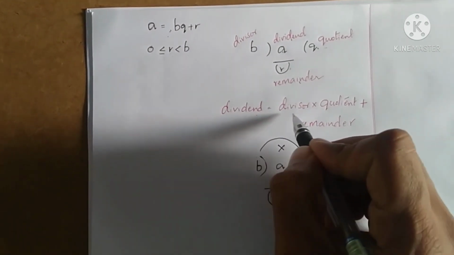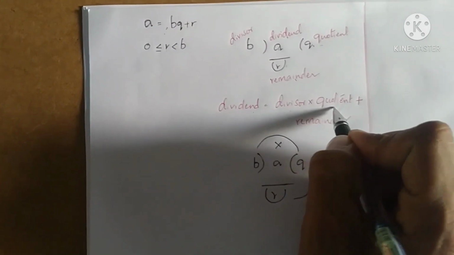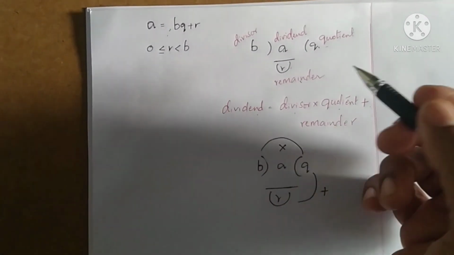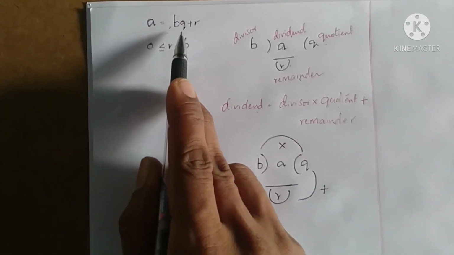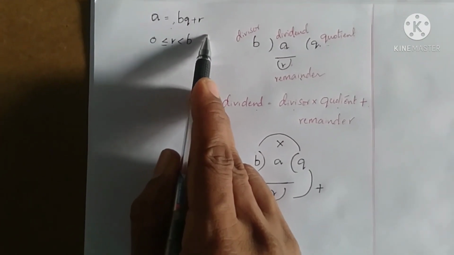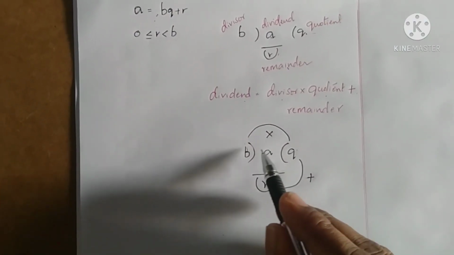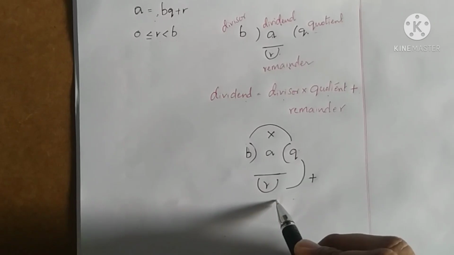So dividend is equal to divisor into quotient plus remainder. So here A is equal to BQ plus R.